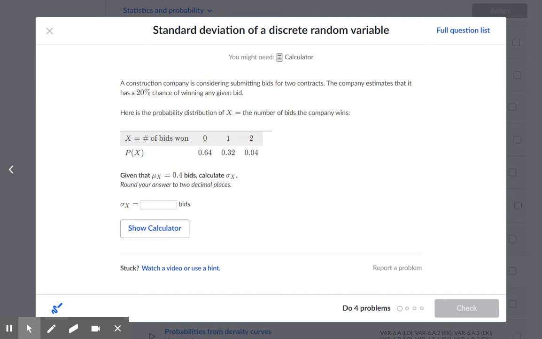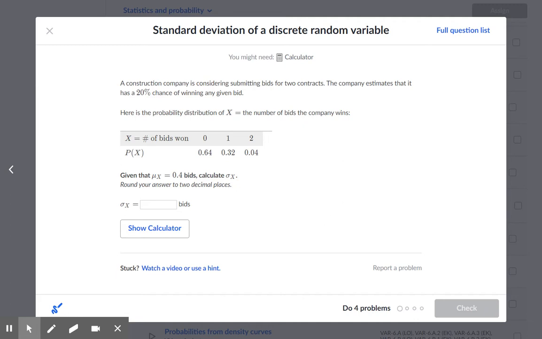A construction company is considering submitting bids for two contracts. The company estimates that it has a 20% chance of winning any given bid. Here is the probability distribution of X, which is the number of bids the company wins. Looking at the table, X is your random variable, number of bids won, and you have 0, 1 and 2 because you're submitting two bids. You can have 0 wins, you can win 2 out of the 2, or just 1. And you have the probability distribution given to you.